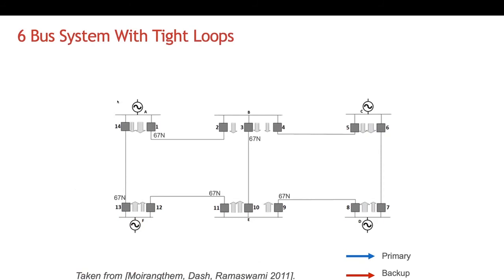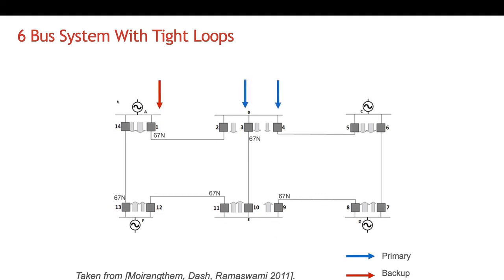This was taken from the paper that's cited down there. That's a tightly coupled system. So the blue is the primary relay, the red is the backup relay. And so you set those two, ensure they have coordination. You go down the line, ensure you have coordination between those pairs. Here you have two primaries with one backup that you need to do coordination for.